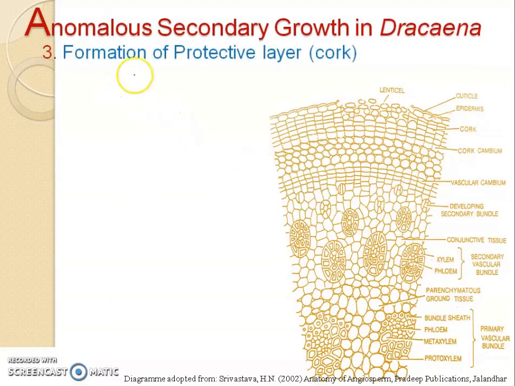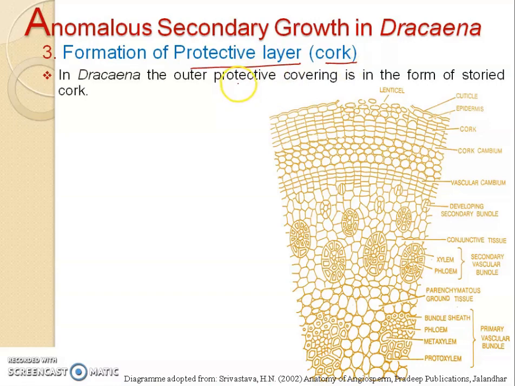Now, the third step is the formation of a protective layer, that is the cork. In Dracaena, the outer protective covering is in the form of storied cork. In this picture, which is the detailed cellular diagram of a part of the transverse section of Dracaena stem after secondary growth, you can clearly see the outer covering is formed of cork, which is a storied cork.